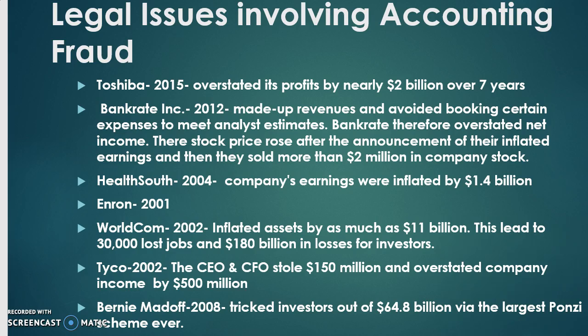WorldCom was in 2002. They inflated assets by as much as $11 billion. With the accounting scandal at WorldCom, this led to 30,000 jobs being lost and $180 billion in losses for investors. Tyco was in 2012. The CEO and the CFO stole $150 million from within the company and overstated the company income by 500 million.